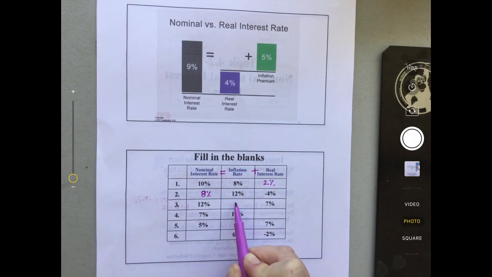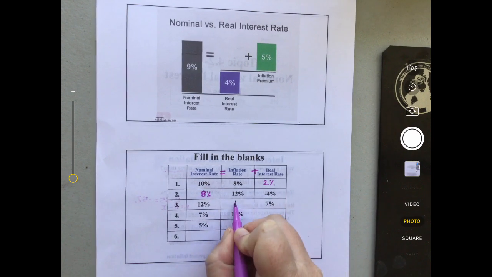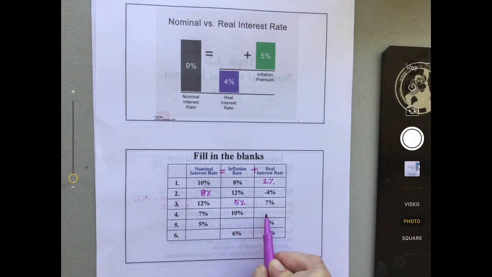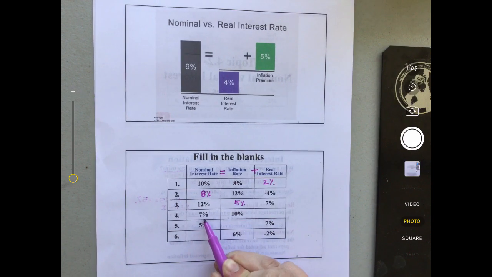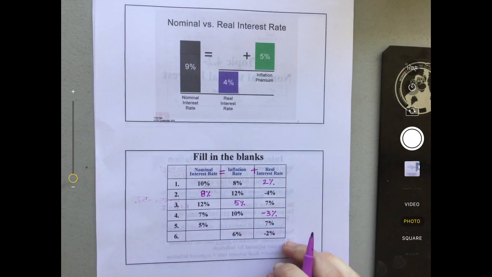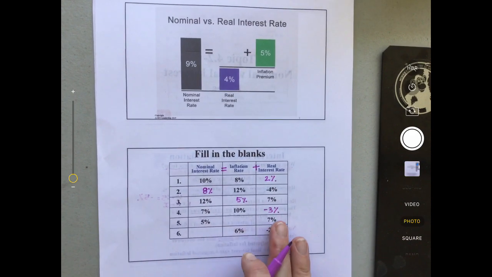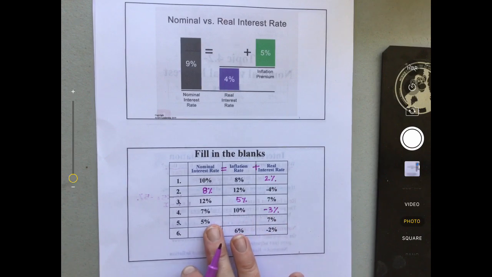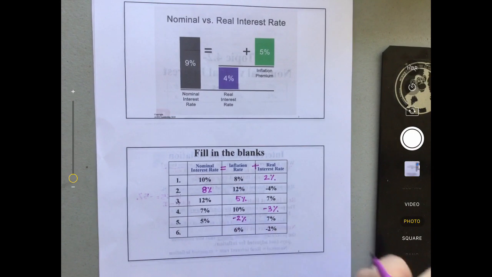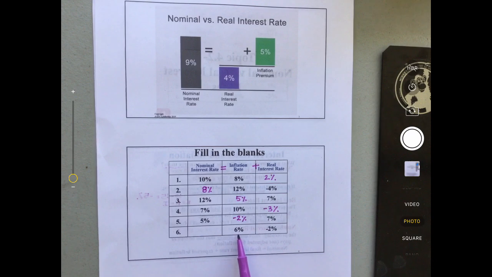Next, we have a number plus 7 is going to have to equal 12. That would be 5%. And next we have 10 plus what is going to have to equal 7%. Well, that's actually going to be a negative 3%. Number 5, we have 7 plus what is going to equal 5, and that would be negative 2%. Next one, we know that 6 plus a negative 2 equals a nominal interest rate of 4%.